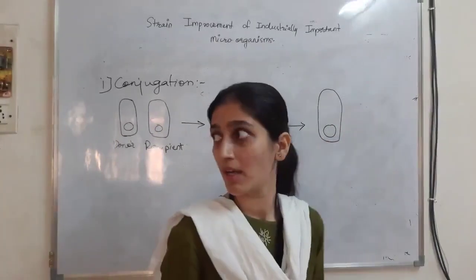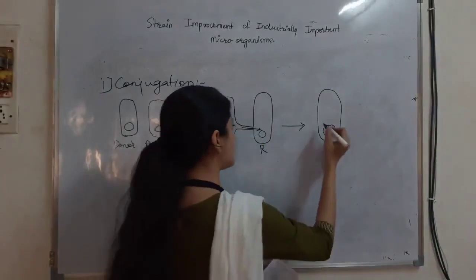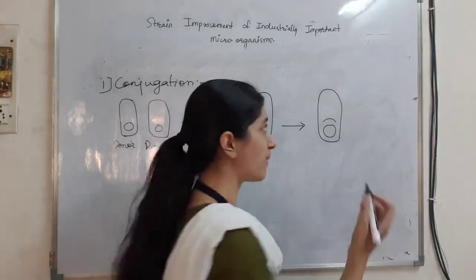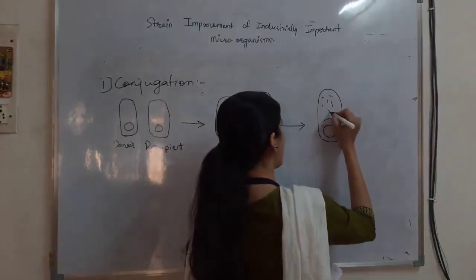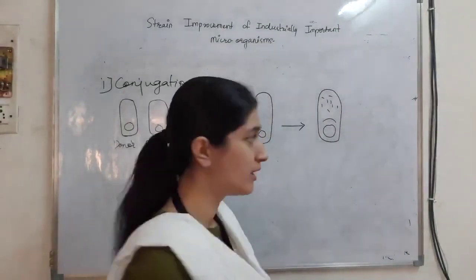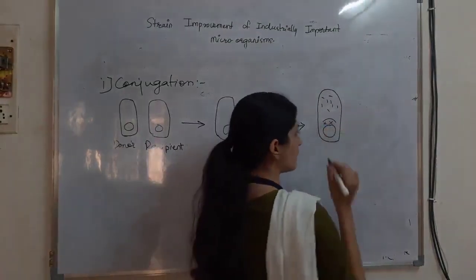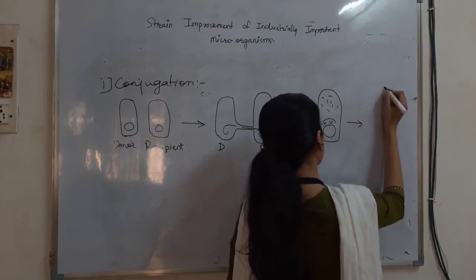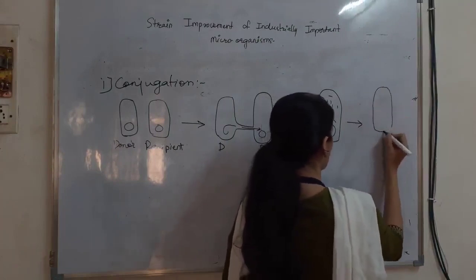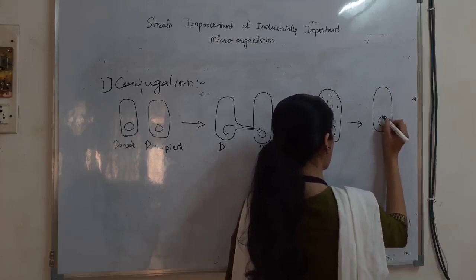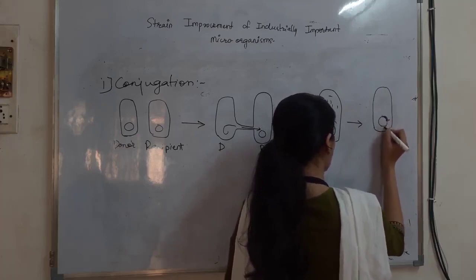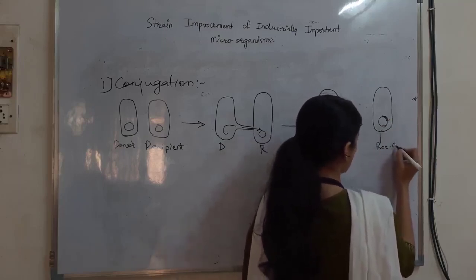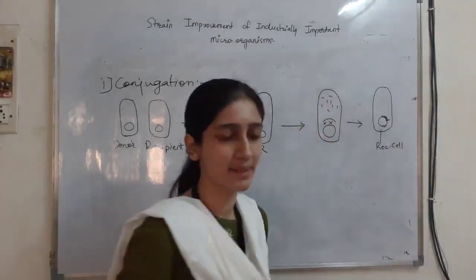Now the bacterium has its own chromosome, and with it the transferred DNA, the transferred chromosome, some part of it might be cleaved by enzymes and some part of it might form a crossover with the chromosome present in the bacterium, and will be introduced into the bacterial chromosome. This cell is called a recombinant cell or recombinant DNA.